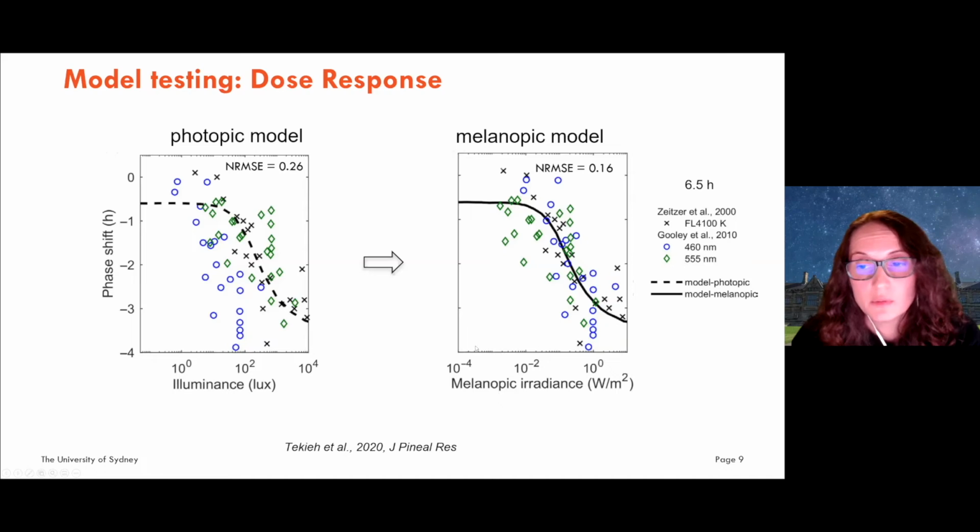If we recalculate all the results for melanopic irradiance and use our melanopic model for simulation, you can see the agreement is much better. The agreement also between the data itself is much better, but there is still quite a bit of a distribution going on.